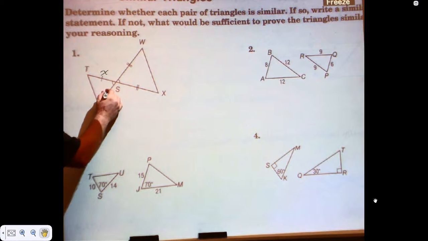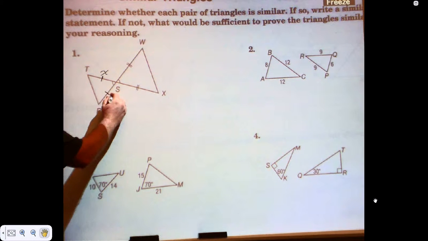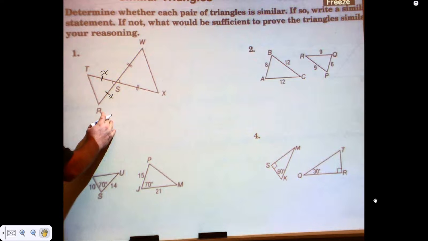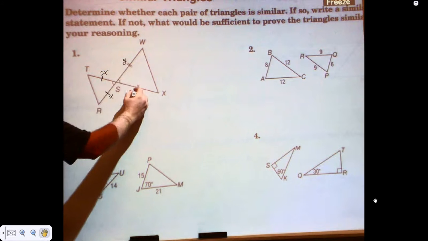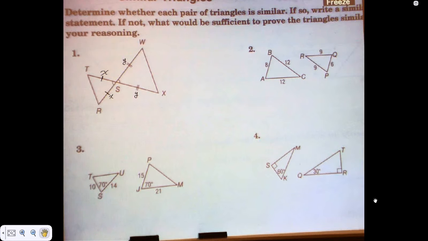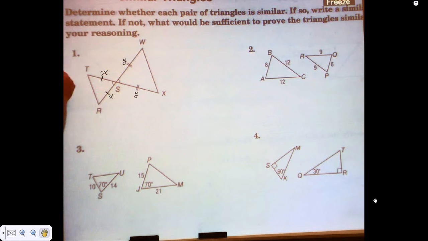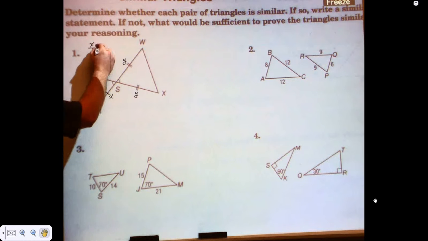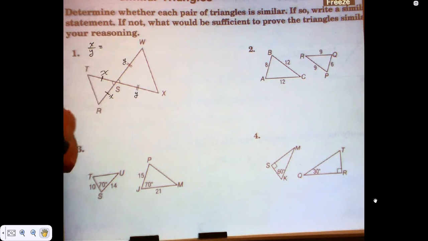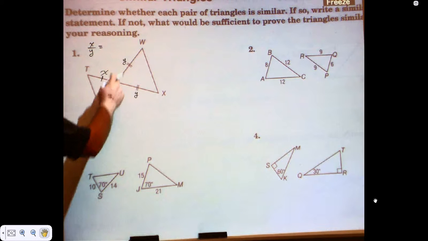What does this mark mean? Means that they are what? That means that's what? Agreed? So if I assign this one y, what's this one? Okay. This one corresponds to this one, right? So does x over y equal x over y equal x over y?